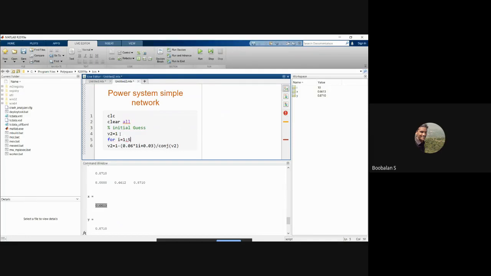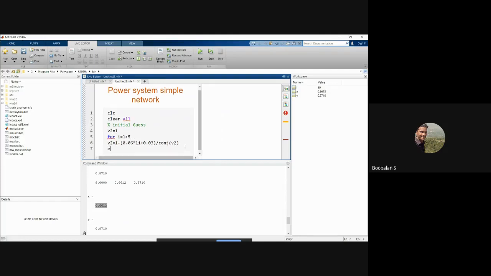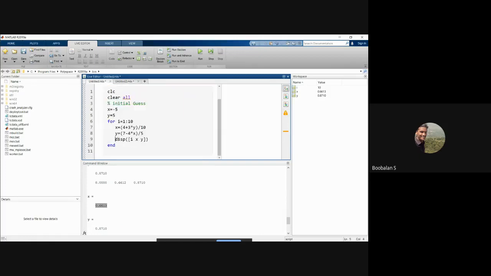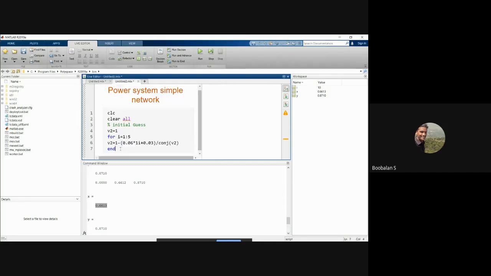So now enough, I run it 5 times, right? For loop, I run 5 times, and finally I'm just going to end it. I ended it. Right? So the for loop is now ended and I'm just going to display the same thing. Right? So I'm just going to display the same thing.